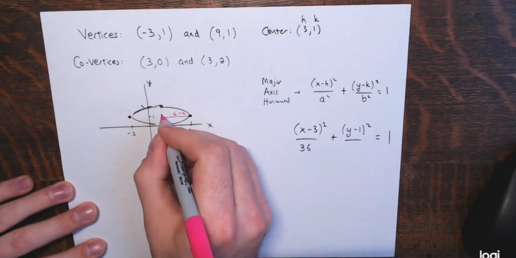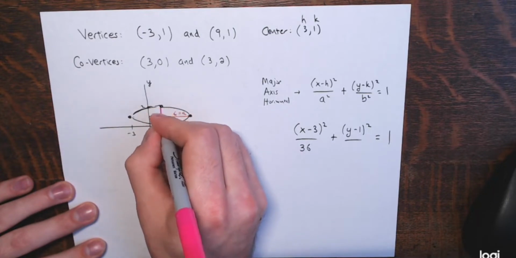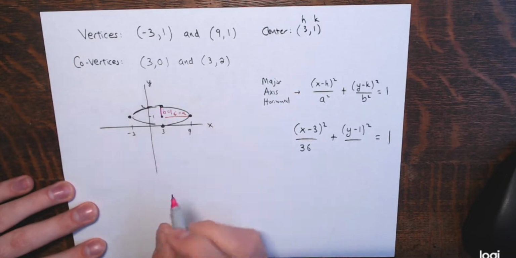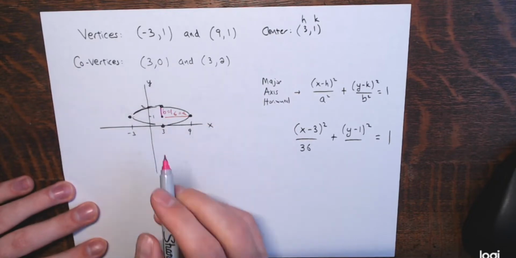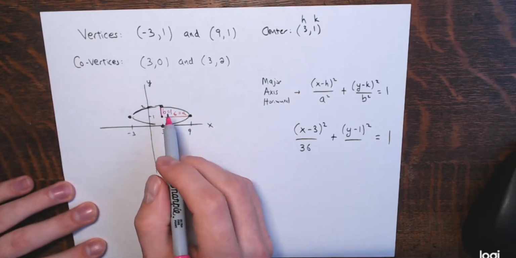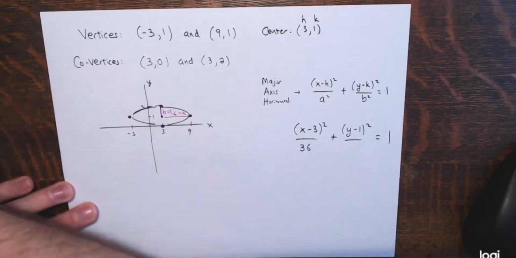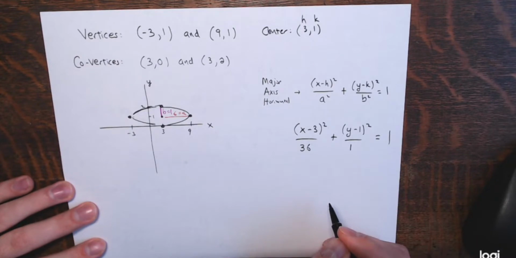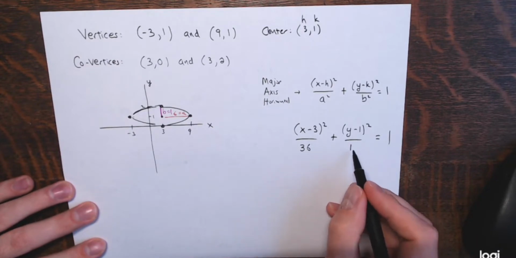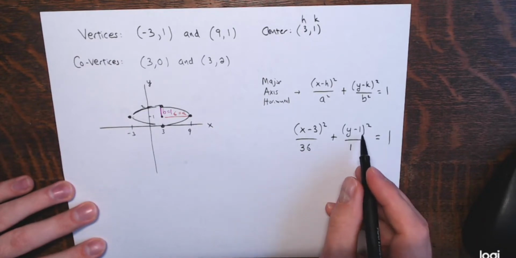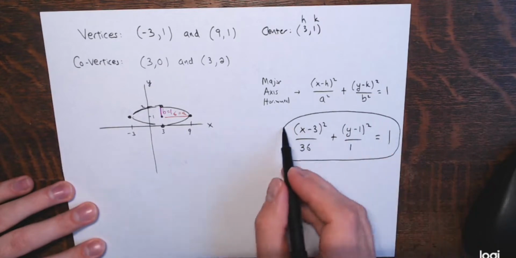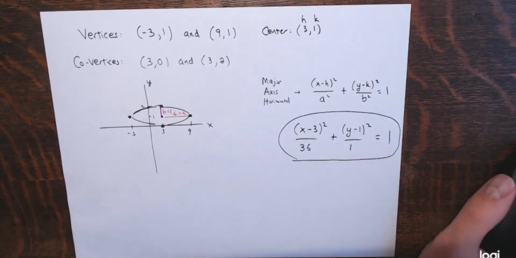The distance from the center to a co-vertex is only 1 unit. So b is 1, meaning that there's going to be 1 under this other term, which you don't really need to have divided by 1. You can just have y minus 1 squared. But there's the equation of our particular ellipse in standard form.